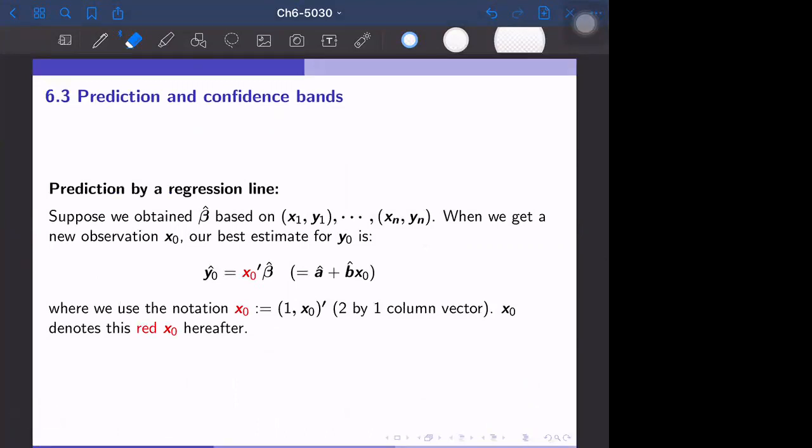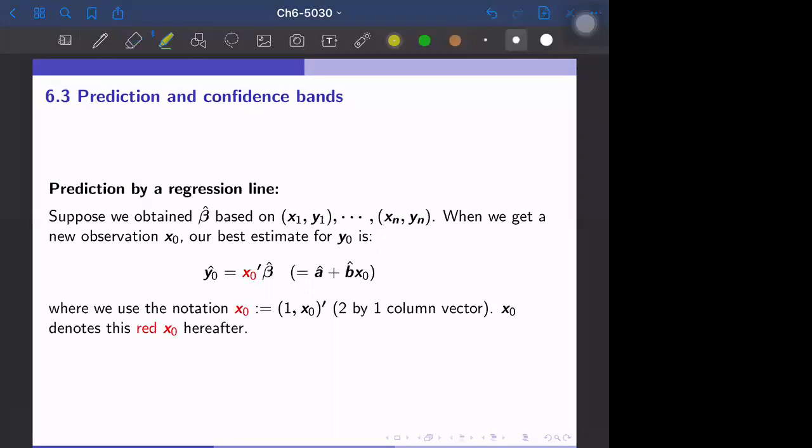Hi, section 6.3, the prediction and the confidence bands. At first, we introduce some notation. Then after that, I discuss prediction interval and the confidence interval. And we discuss the prediction and confidence bands, that is the two-dimensional version, later. And the prediction by regression line.